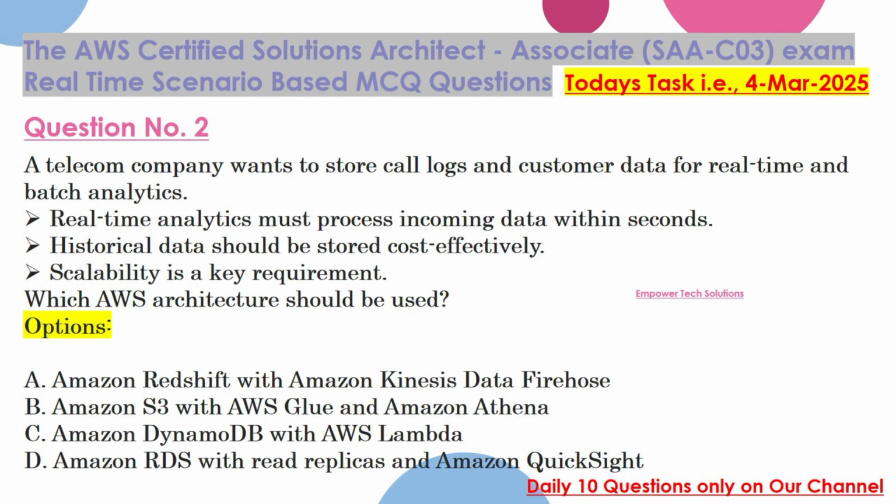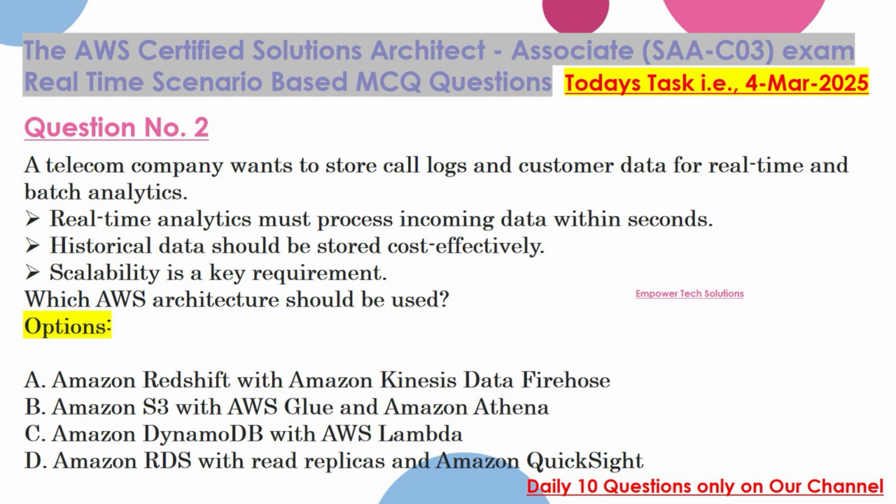Question 2. A telecom company wants to store call logs and customer data for real-time and batch analytics. Real-time analytics must process incoming data within seconds. Historical data should be stored cost-effectively. Scalability is a key requirement. Which AWS architecture should be used?